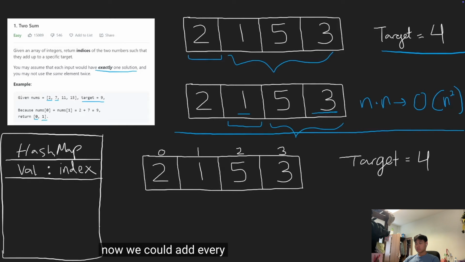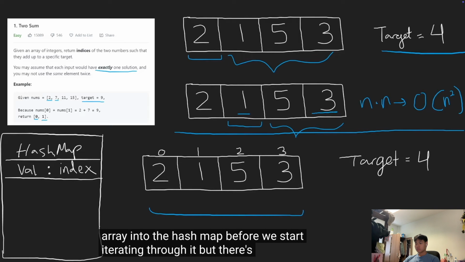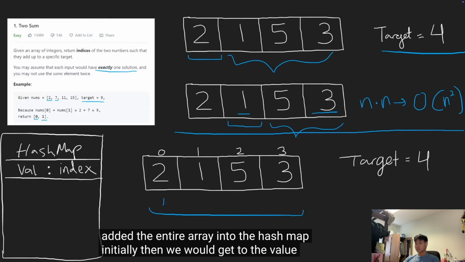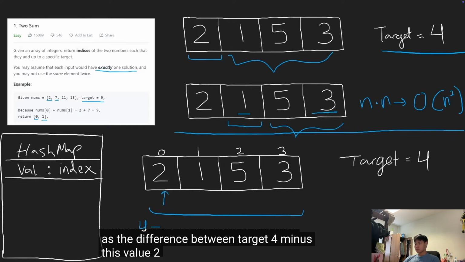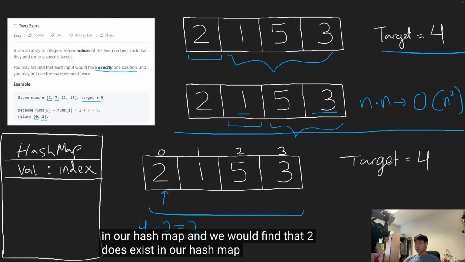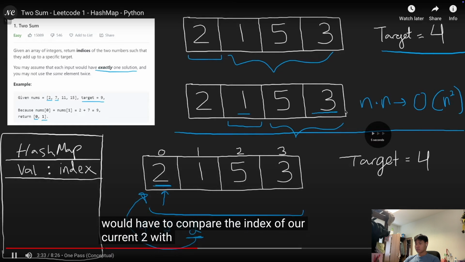Now we could add every value in this array into the hash map before we start iterating through it, but there's actually an easier way to do it. If we added the entire array into the hash map initially, then we would get to the value 2 first, right? We would want to check, does the difference between target 4 minus this value 2, which is equal to 2, exist in our hash map? And we would find that 2 does exist in our hash map, but we're not allowed to reuse the same one, right? Because they're both at the same index.